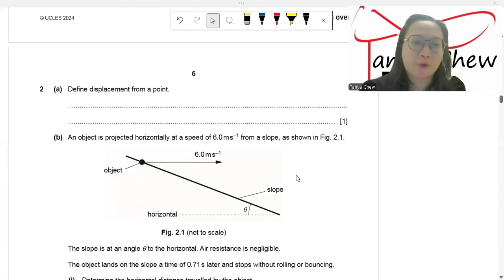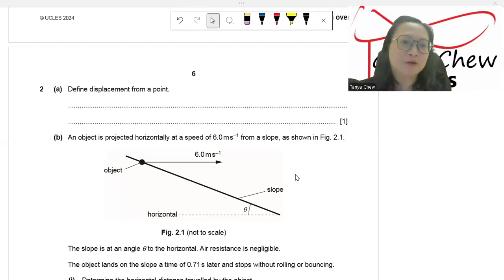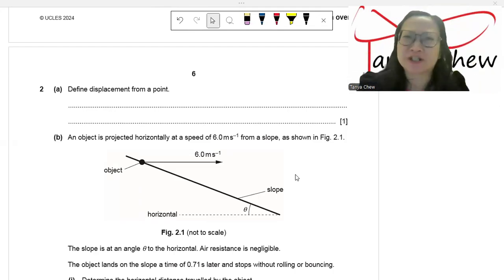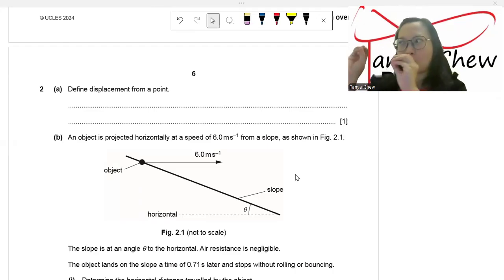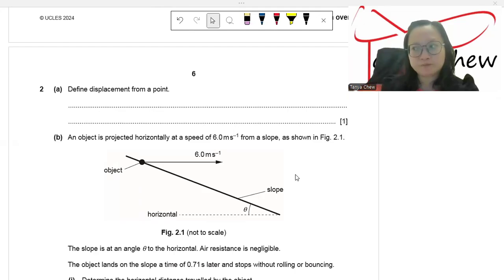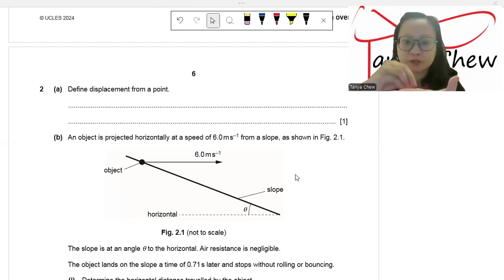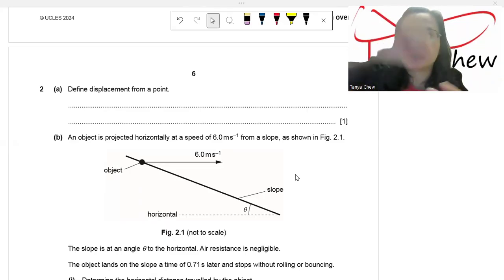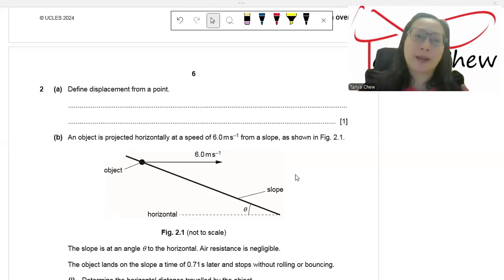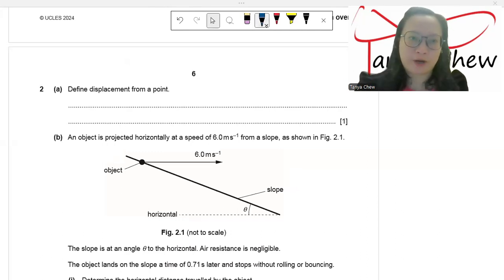Let us move to question number 2. Define displacement from a point. Remember, what is the difference between displacement and distance? Displacement, if you want to think it easy, is a shortcut. Shortcut from where? Shortcut from your original position, your starting point, to your end point. Just based on your starting point and your end point. Just draw a line joining starting point and end point. That is called displacement, right? Distance, which is long, long way, right?